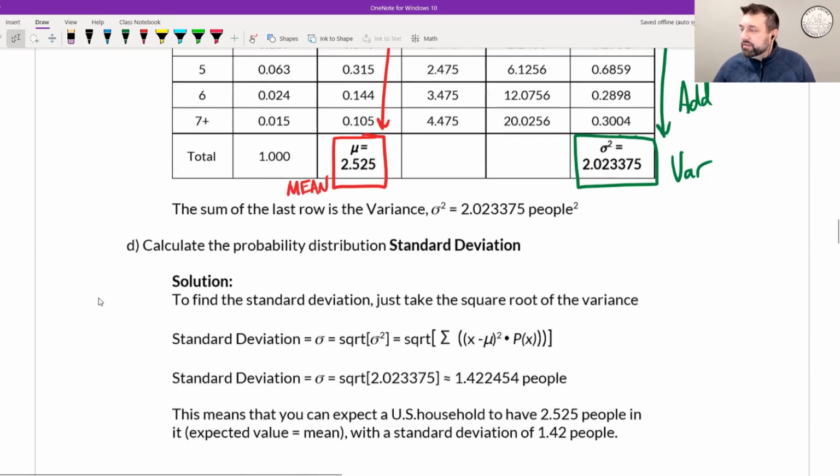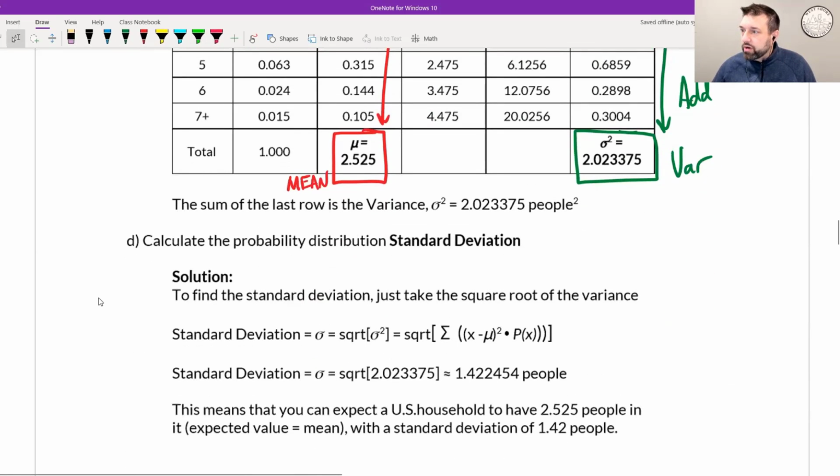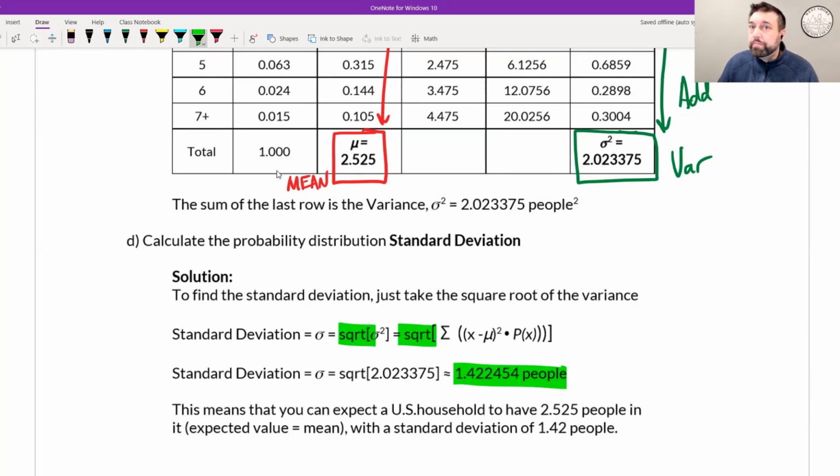And once you have the variance, all you have to do is square root it. So you just square root that variance, and that will give you your standard deviation. So we've taken a probability distribution. We found the mean, the variance, and the standard deviation using techniques that we've explored earlier.